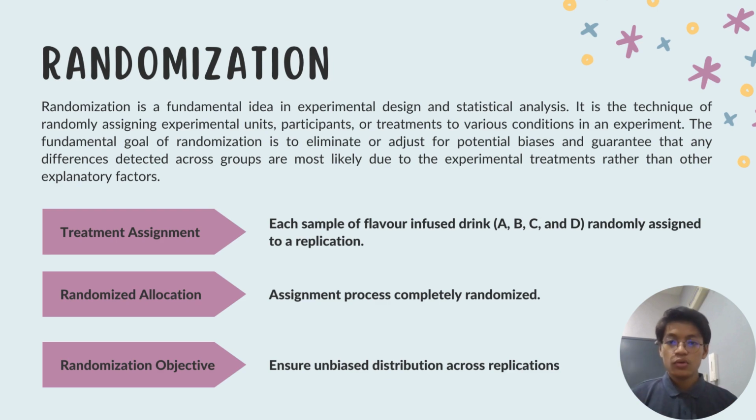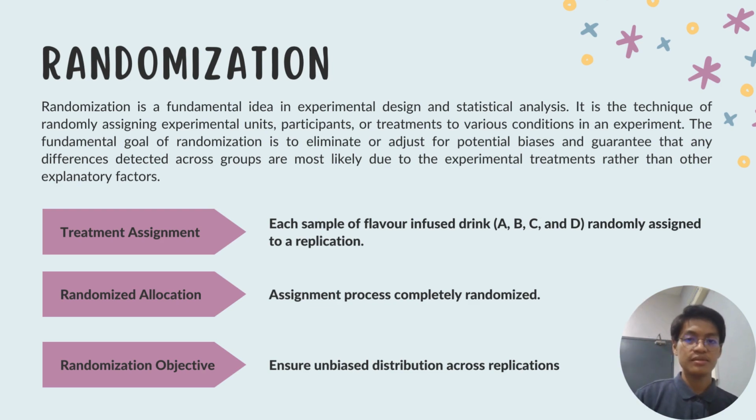The primary goal of randomization is to eliminate or adjust for potential biases and guarantee that any differences detected across groups are most likely due to the experimental treatments rather than other explanatory factors. So we break it into three parts, which are treatment assignment, randomized allocation, and randomization objective.